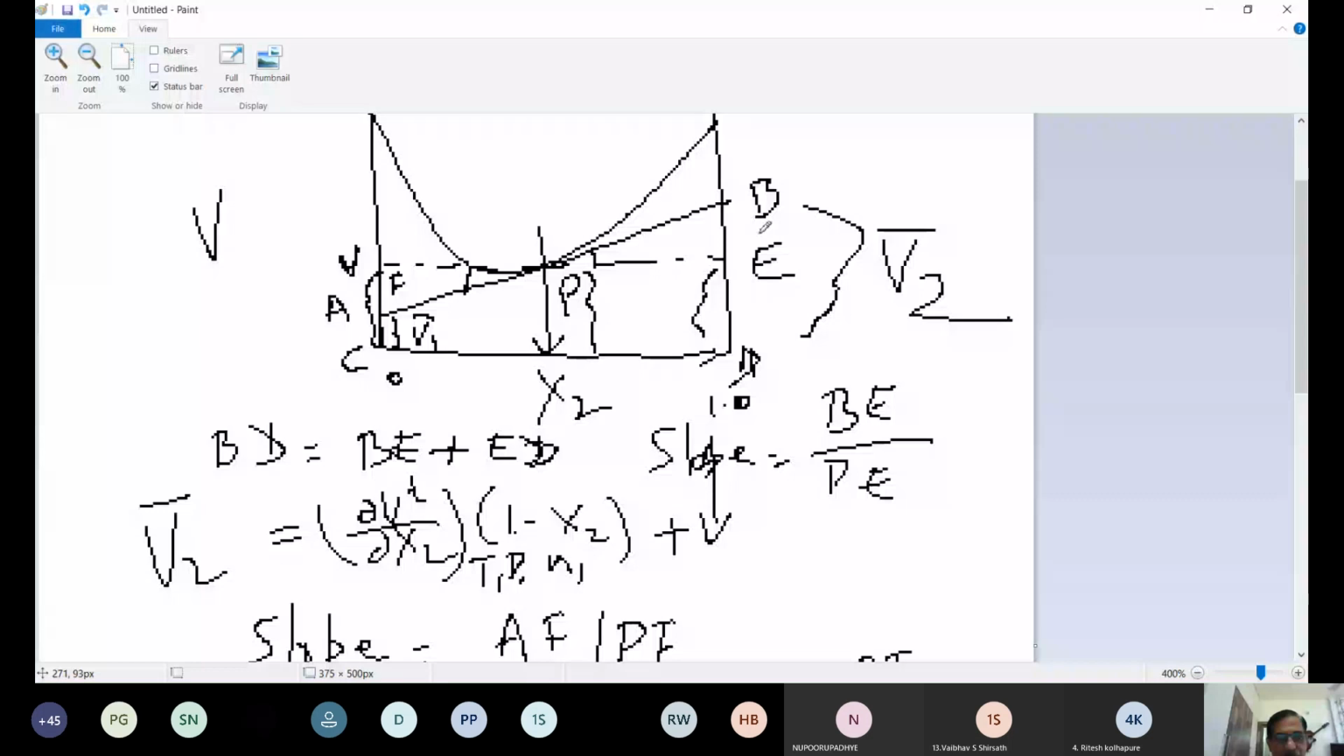If you take the tangent at any point, the intercept at x2 equal to 1 is V2 bar, and the intercept at x2 equal to 0 is V1 bar. This method is more accurate because now we are using the slope value as well as the intercept value. We are not just using the intercept value like in the previous method.